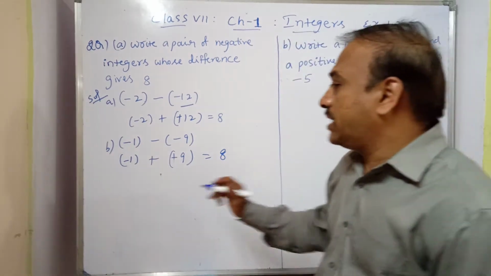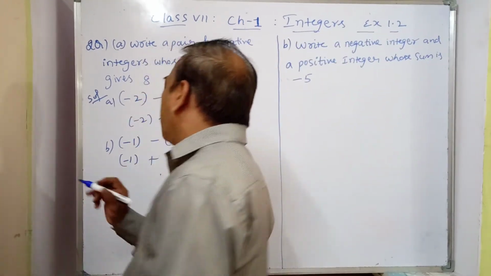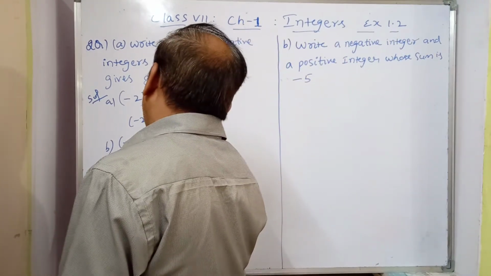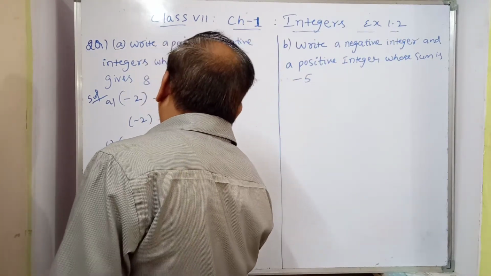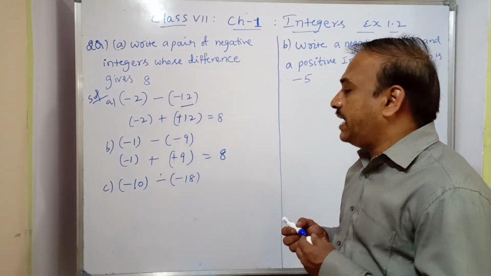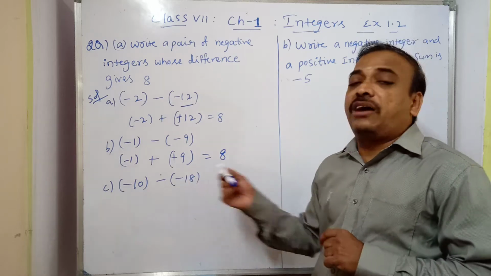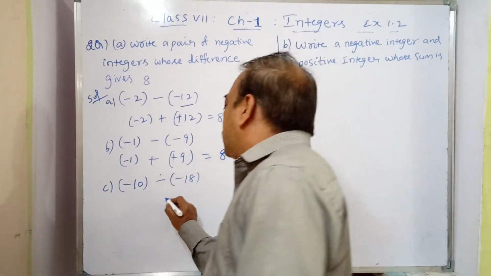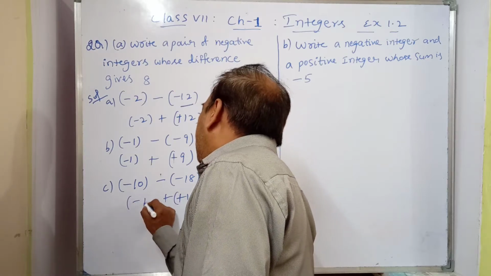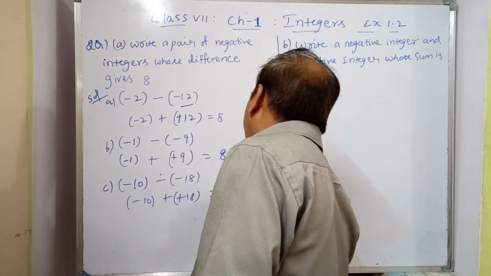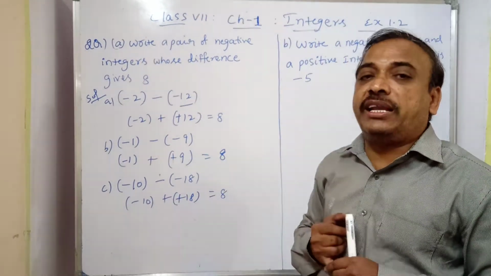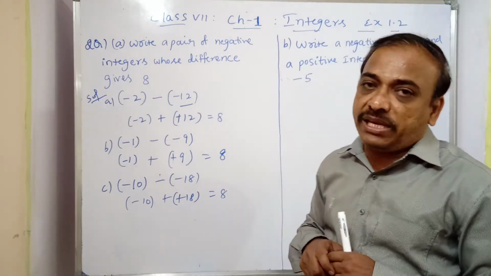This is it. Now let us see question B. One more example; you can give n number of examples. Minus 10, minus of minus 18. Now you see, minus 10, minus of minus 18. Adding the additive inverse of minus 18, this is plus 18 plus of minus 10, which will give you 8. Ignore the sign and subtract from bigger to smaller, put the bigger number's sign, that is plus 8.